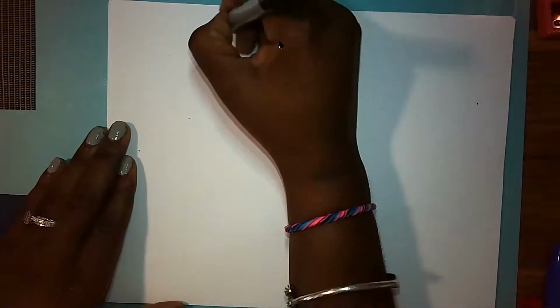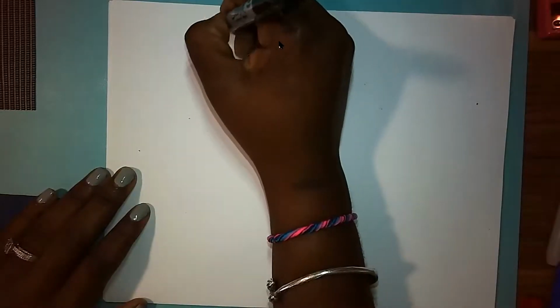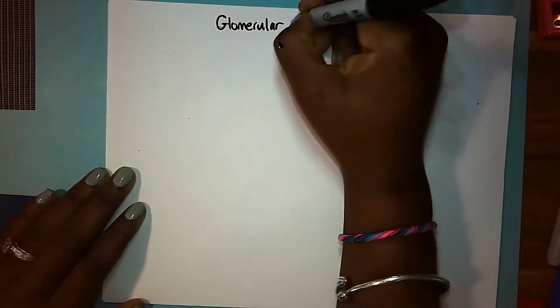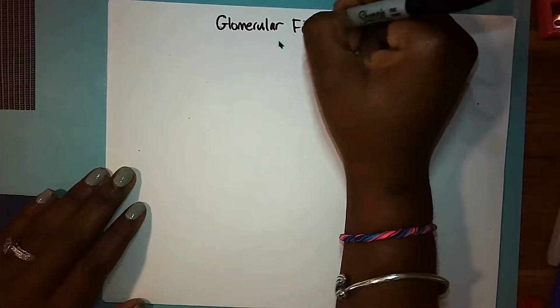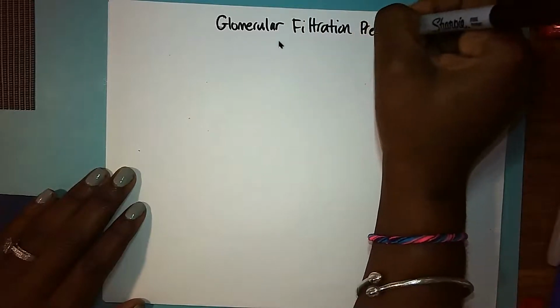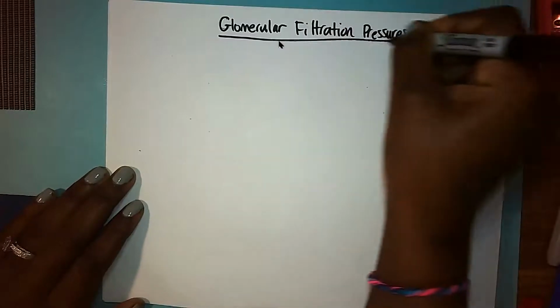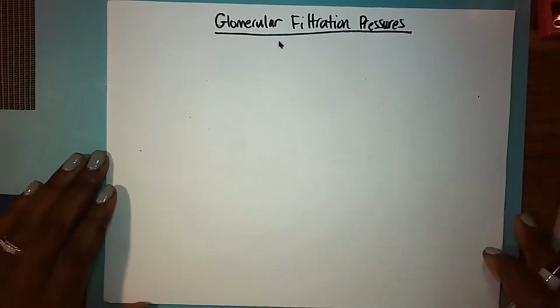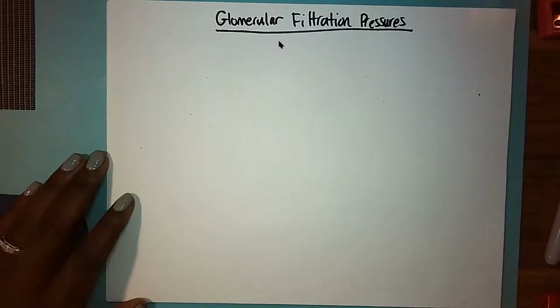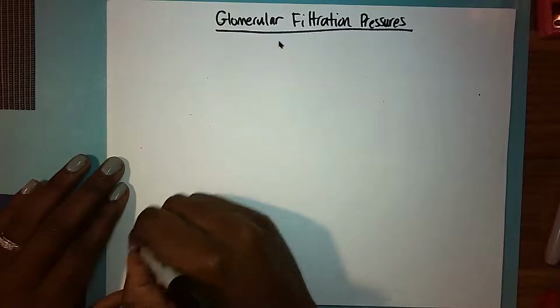All right, so we've got the glomerular filtration pressures. Okay, and let's start by drawing our afferent and efferent arterioles.